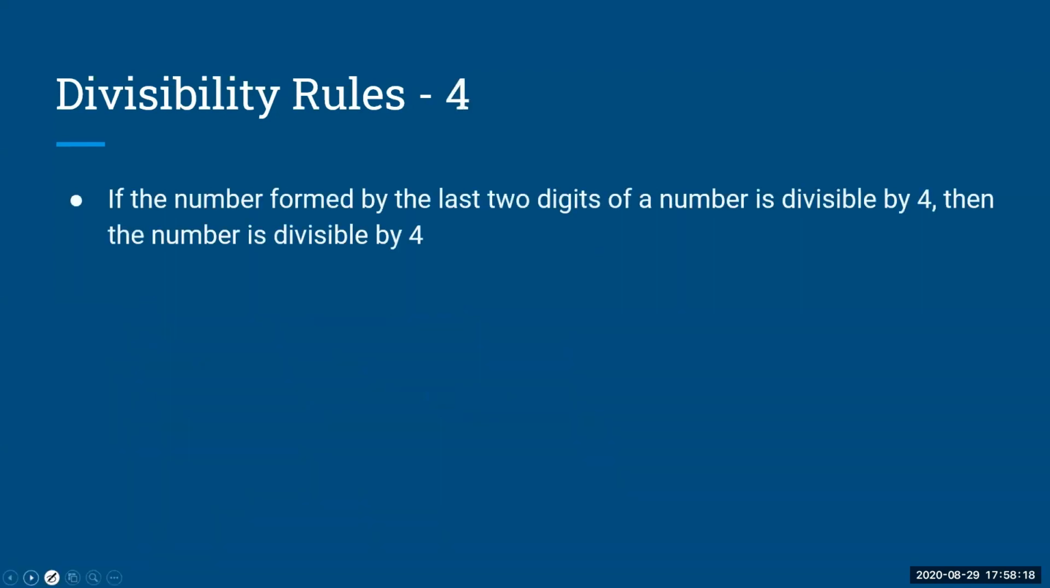4. If the number formed by the last 2 digits of a number is divisible by 4, then the number itself is divisible by 4. Also keep in mind, every multiple of 100 is a multiple of 4. So obviously 300 is divisible by 4, 400 is divisible by 4. Last 2 digits is what matters.